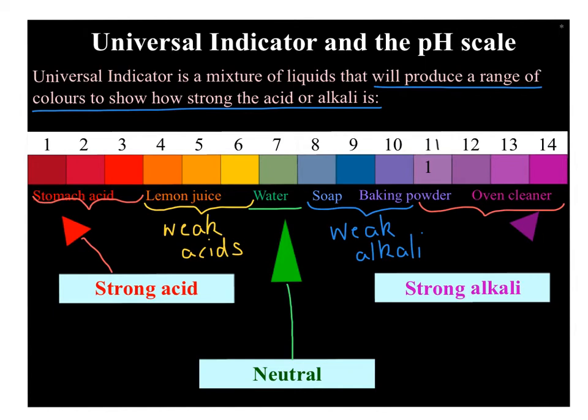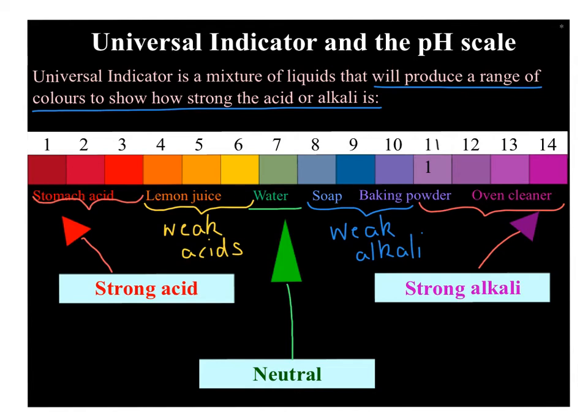Now, the last lot of pH numbers right up at the end then are for our strong alkalis. So pH 11, 12, 13, 14, getting progressively more purple, are all strong alkalis, and oven cleaner is an example of a strong alkali. So pH 14 is the strongest possible alkali. Now, we can say then that any pH number greater than 7 will correspond to an alkaline solution, getting stronger from pH 8 right up to pH 14.